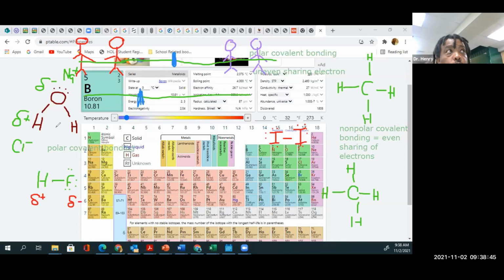If one atom is stronger than the other atom in terms of electronegativity, then the electron gets pulled towards it. So in this case, fluorine is strongest, so it's going to be pulling the electron itself. So the electron is going to spend more time around fluorine than it's going to be spinning around the hydrogen. Okay, does that make sense? Okay, good.